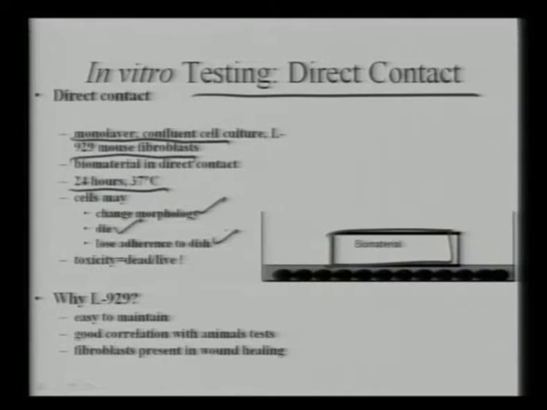Now, in most of the cell culture experiments at laboratory scale, people use L929, that is a mouse fibroblast cell line. Why is it used? The answer is that this cell line is easy to maintain. Second, people have found good correlation with animal tests. If you use the mouse fibroblast cell line and you say that this material is in vitro cytocompatible, many times people have reported that the same material is also in vivo biocompatible. That means it is more like a one-to-one correlation.